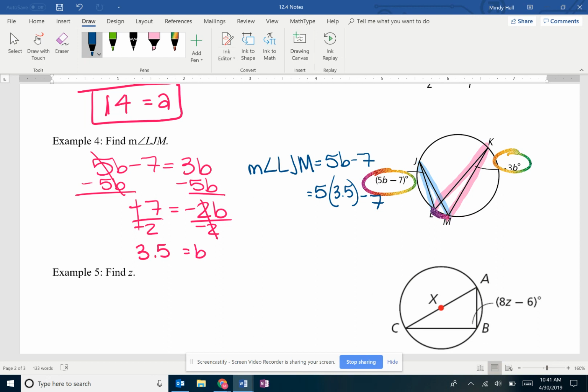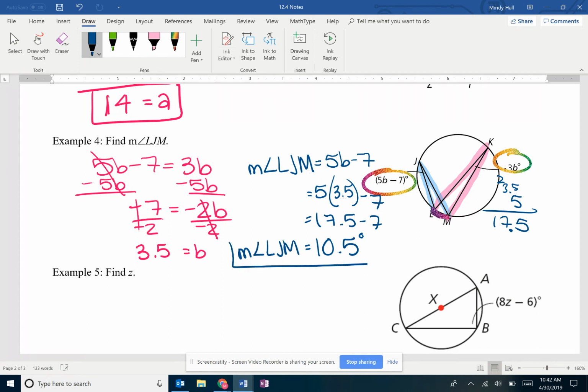I'm not good at mental math, so we're just going to do it the old-fashioned way. 5 times 3 is 15, and 5 times 0.5 is 2.5, so that's 17.5. Then 17.5 minus 7 gives us 10.5 degrees. And again, this is the measure of angle LJM. So it is just a teensy little angle.